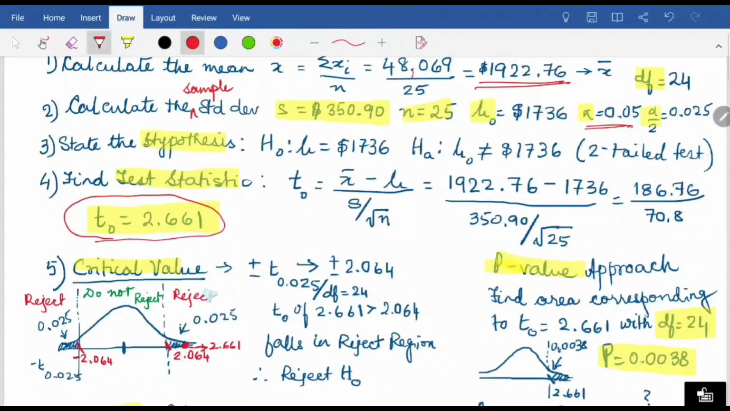Okay, so now that we got our test statistic value, we have to go on to using the different approaches to come to a decision. The first one is the critical value approach. Now it's a two-tailed test, so the reject regions are going to be on both ends of the curve.